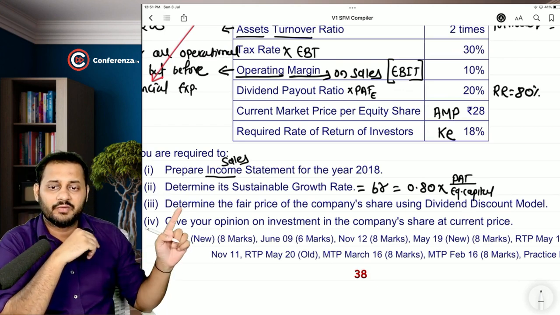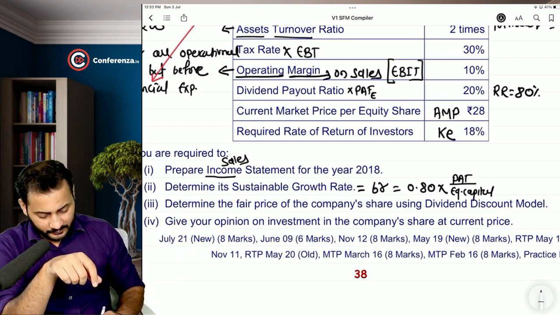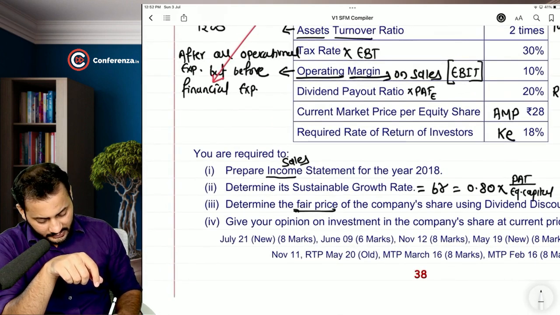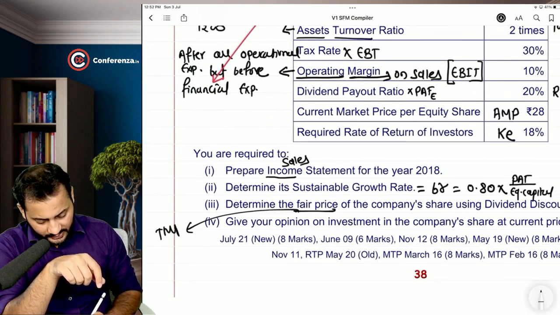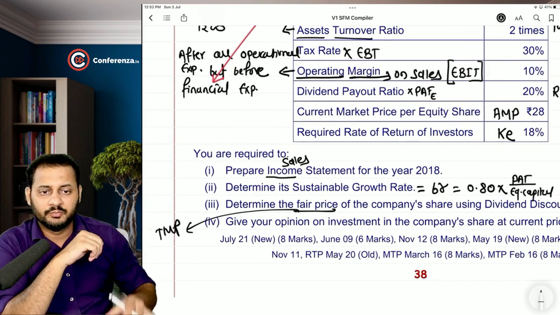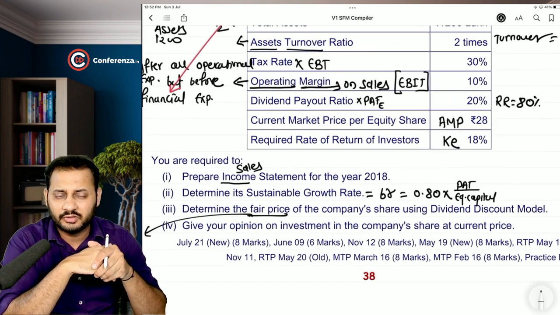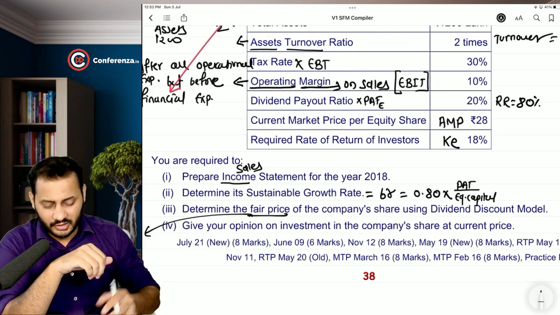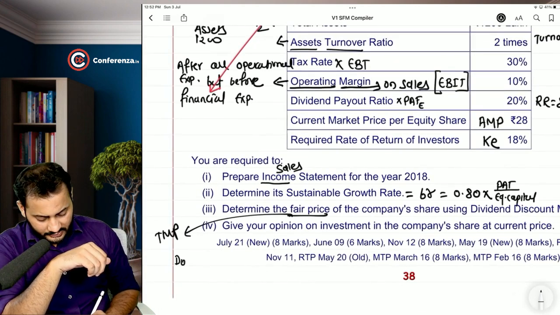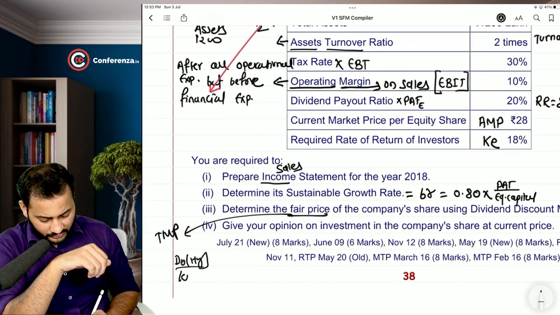After that, determine the fair price. Underline the fair price and just mark it like this: theoretical market price of the company share using the dividend discount model. Let's just calculate it. How do you do that? It is D0 into (1 plus growth) divided by cost of equity minus growth.